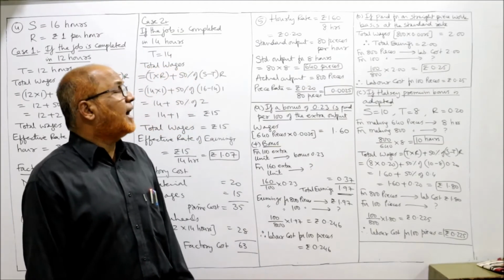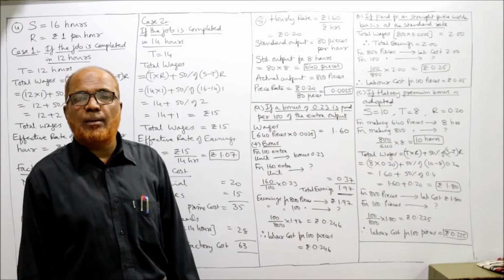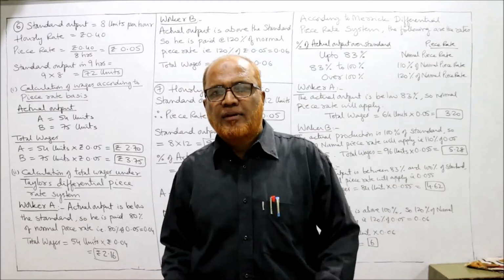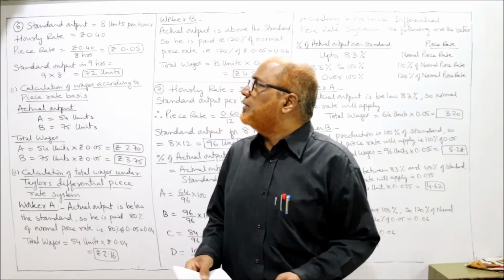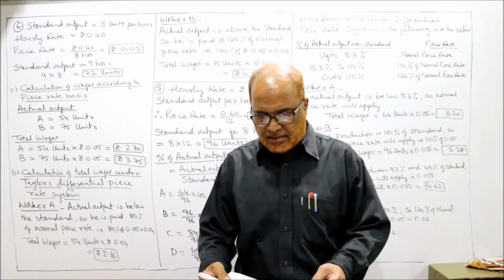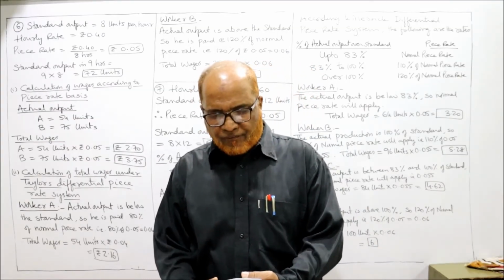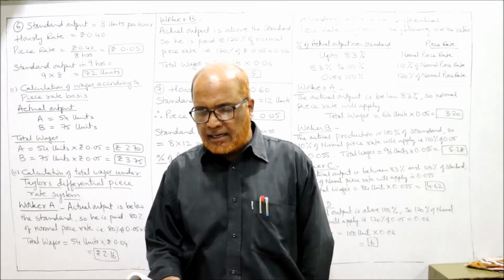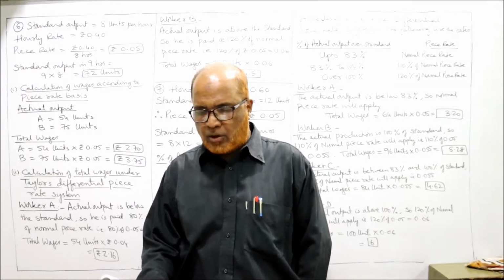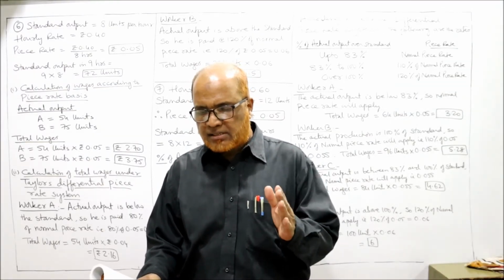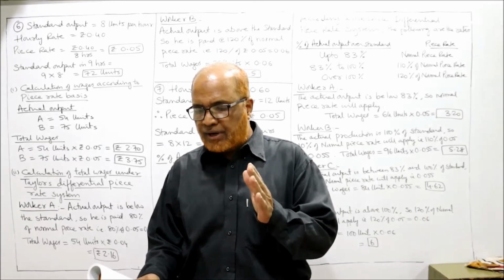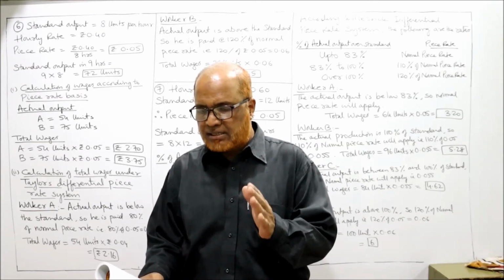So this is the end of problem number 5. Now we start the next problem, problem number 6. See the sixth problem. From the following particulars, calculate the earnings of A and B on straight piece rate basis and Taylor's differential piece rate system.